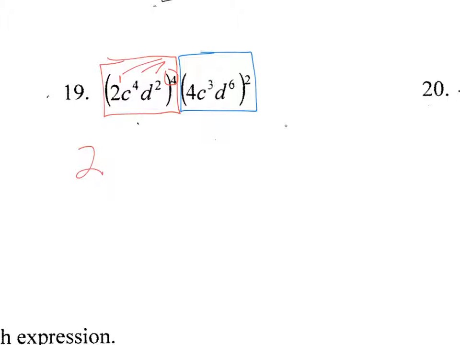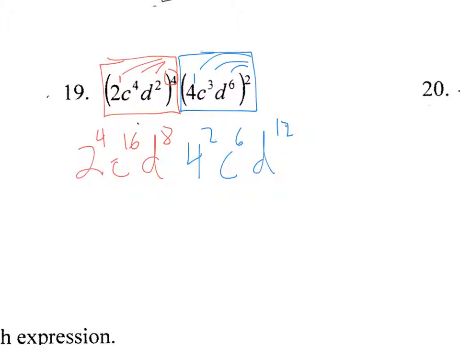So 2 to the 4th. C to the 4 times 4 is 16. D to the 4 times 2 is 8. Let's check in on the left side. Similar problem here. Make sure everybody's got a plate, an exponent. 4 squared. C to the 6th. D to the 12th.